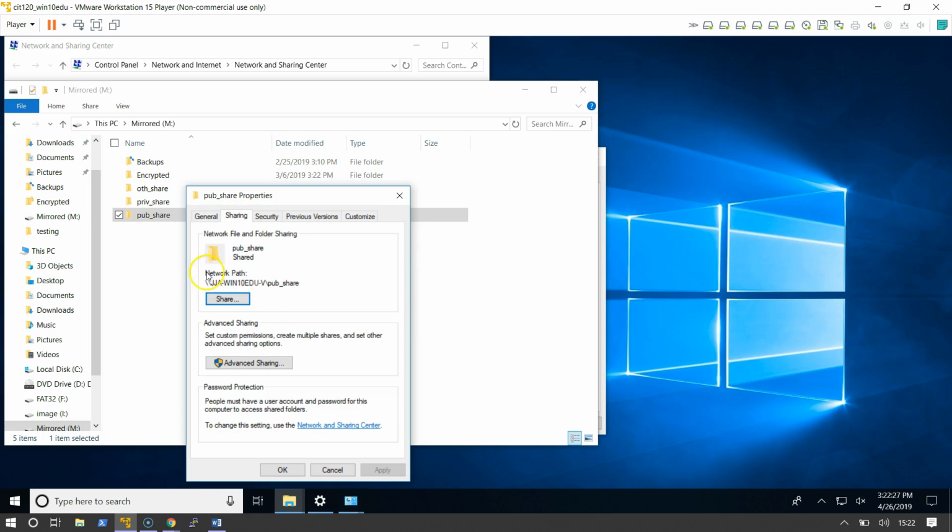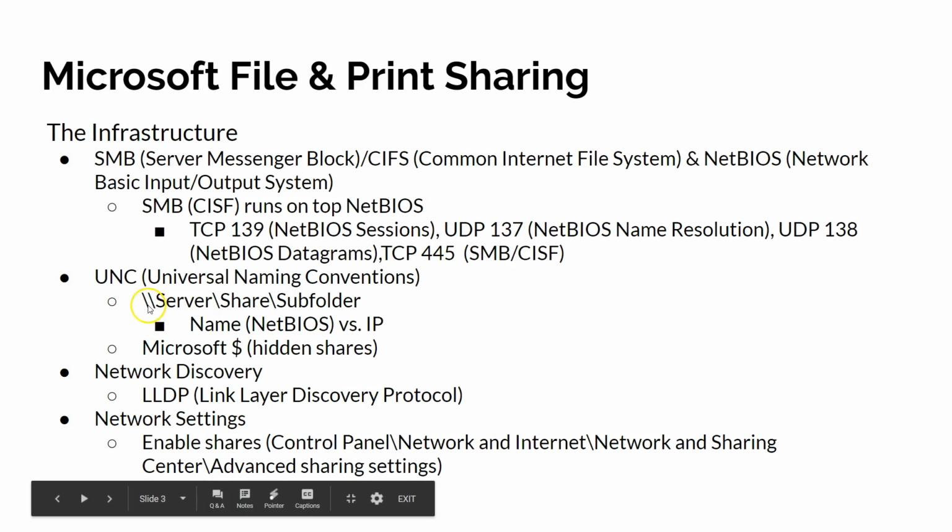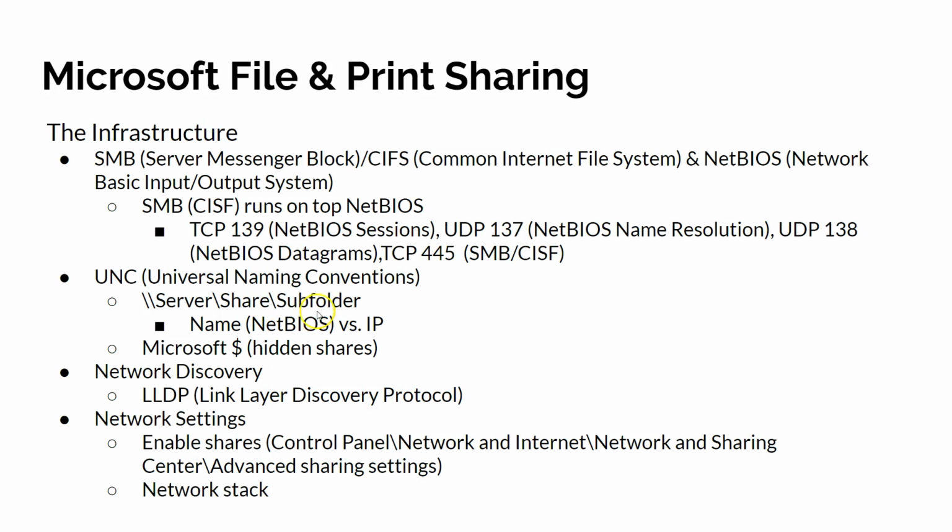Here's the UNC. My computer name is jja-win10edu-v. And then the pub share is actually the name of my share, right? So that goes back to this format, right? Backslash, the server name, backslash, the share name. If I had a subfolder in that share, I could directly go to that subfolder or file. Sometimes applications want to go directly to a file by listing out subfolders and putting a file at the end. All right, so I can go directly to a file.